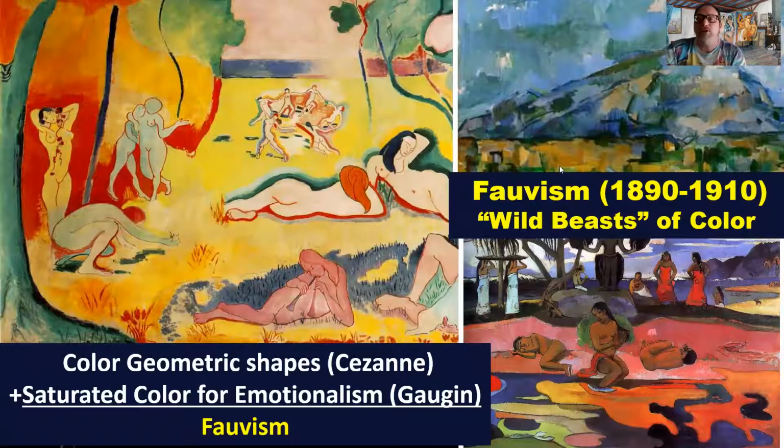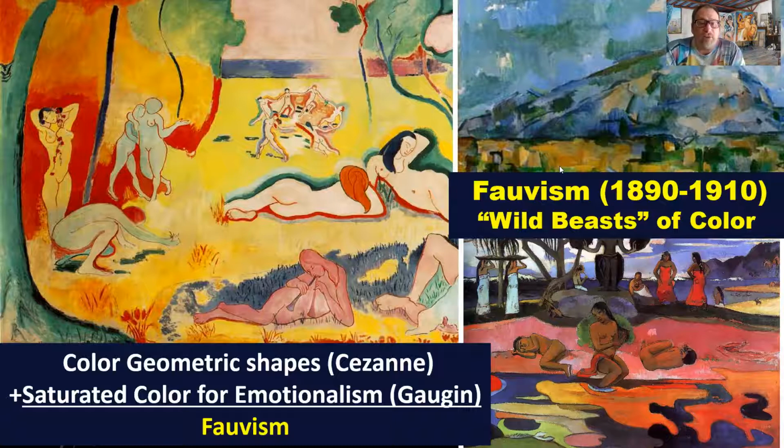Now, right around the turn of the century, as we move into what's called the 20th century, which basically starts in 1900, one of the dominant art movements that's going on is called Fauvism or Fauvism. I've heard both pronunciations. It goes from 1890 to 1910. And Fauvism literally translates as wild beasts of color. So it's wild beasts because look at how they're using their color.